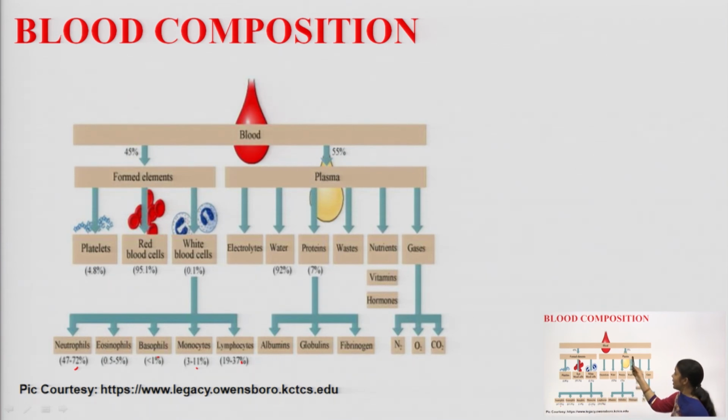Now come to the plasma. This is 55% of your blood. It consists of electrolytes, water, protein, waste, nutrients and gases, out of which 92% is water and 7% is protein. Proteins are the albumin, globulin and fibrinogen. Nutrients are the vitamins and the hormones, and the gases are nitrogen, oxygen and carbon dioxide.